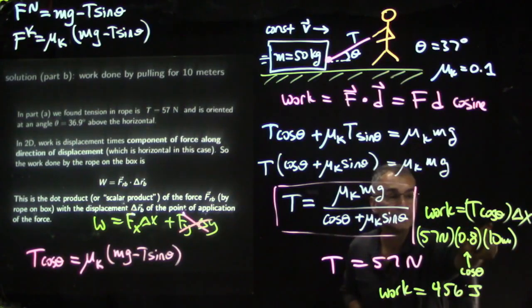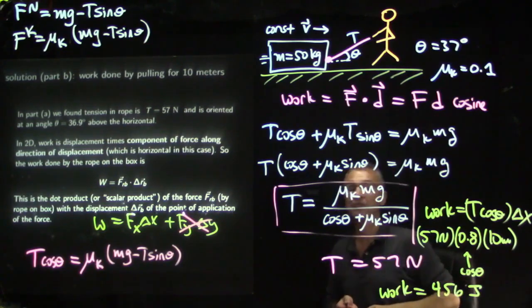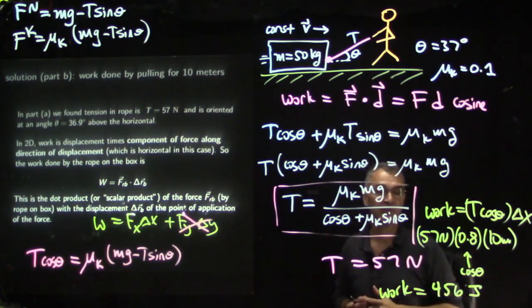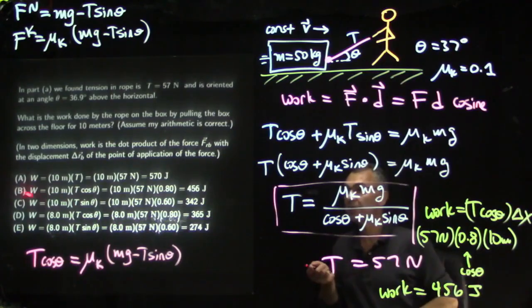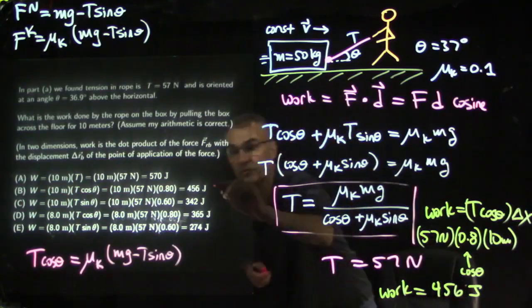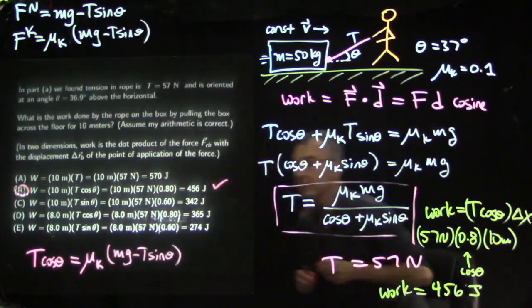We said tension times cosine theta times delta x. Delta x we're given is 10 meters. The tension we solve for is 57 newtons. And then the cosine of 37 degrees turns out to be 4/5, which is 0.8. So I get a work value of 456 joules. So I think I like answer B here, 10 meters times T cosine theta, which is 10 meters times 57 newtons times 0.8. So that is 456 joules. I think I like B.